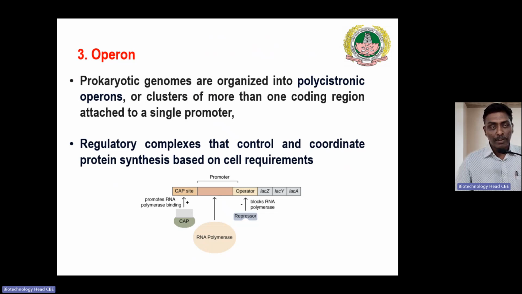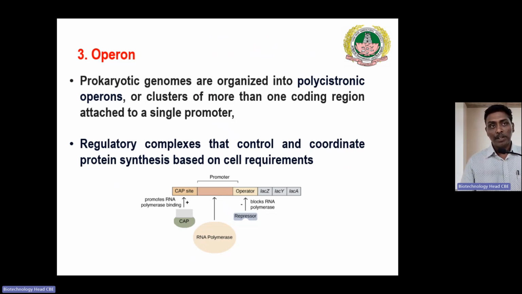So coming to the third point, the third step component is the operon. The prokaryotic genomes are organized into polycistronic operons, or clusters of more than one coding region attached to a single promoter. The regulatory elements control and coordinate the protein synthesis based on the cell requirement.